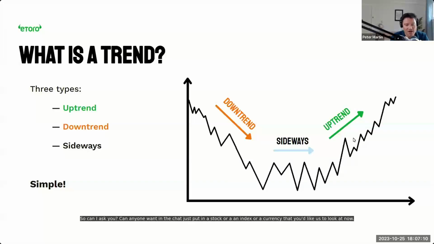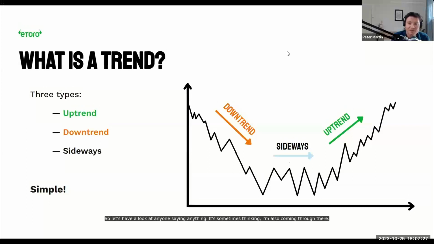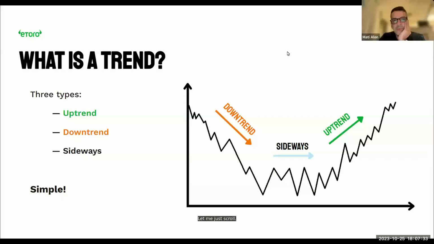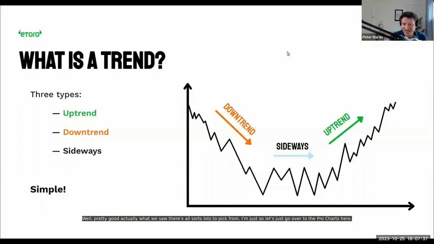So can I ask you, can anyone want in the chat just put in a stock or an index or a currency that you would like us to look at now? So we'll just quickly have a little look on a chart and just talk about what we can see. So let's have a look. Anyone saying anything? All sorts coming through there. Let me just I think they choose only one name. Well, pretty good actually. What we saw, there's all sorts, lots to pick from.